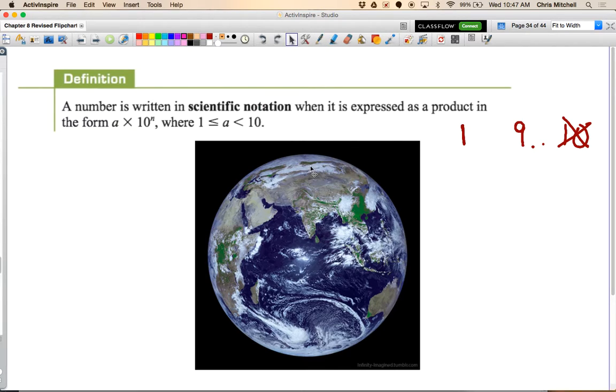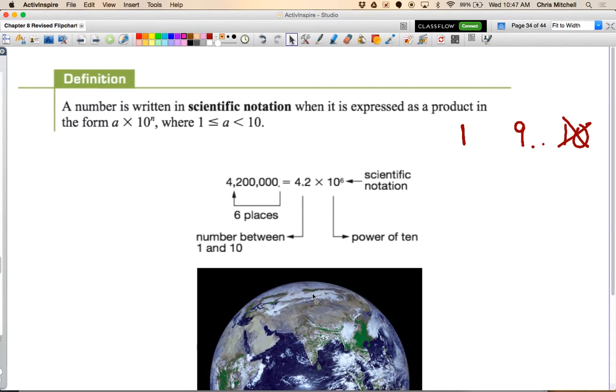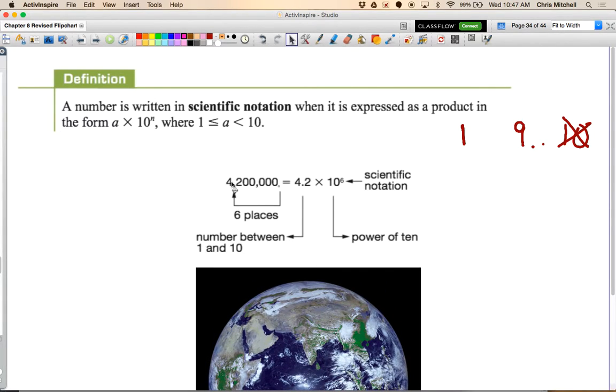What I also want you to write down is an example. If we have the number 4,200,000, how can we write that in scientific notation? When you have a number that's already in standard form, the decimal is located at the end of the number. We're going to move the decimal to where we can make this number between 1 and less than 10. So if I move this decimal 6 places, it's going to be between the 4 and the 2.